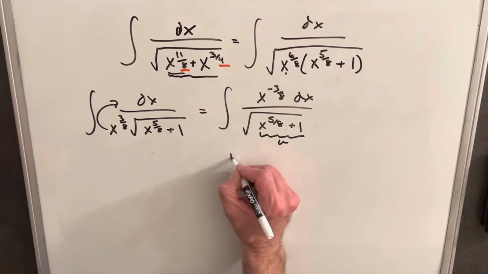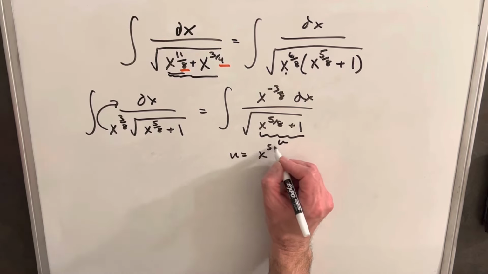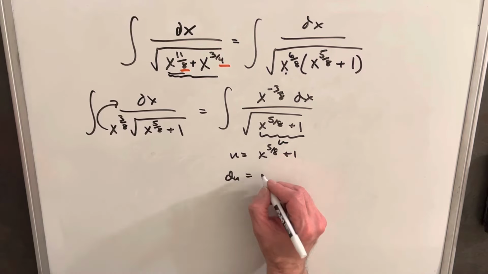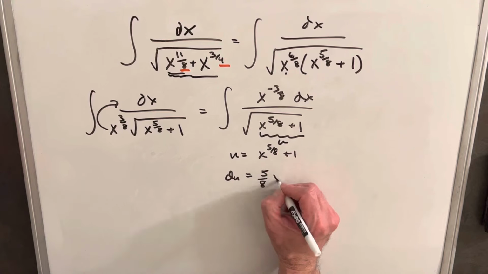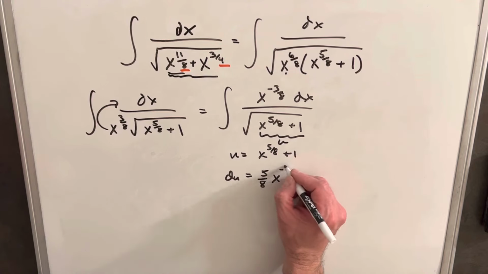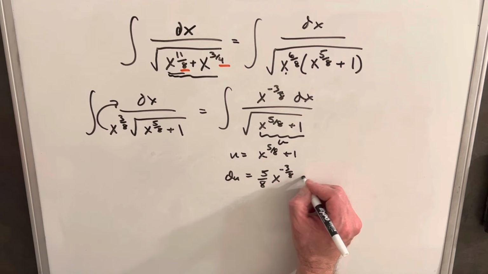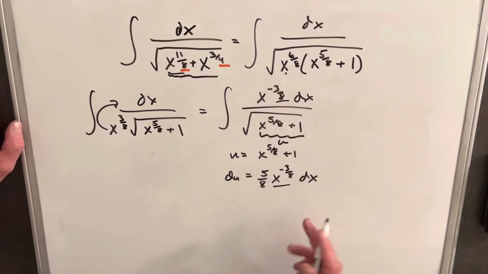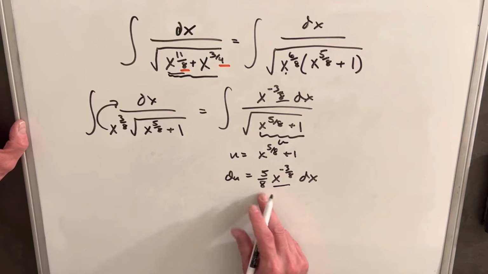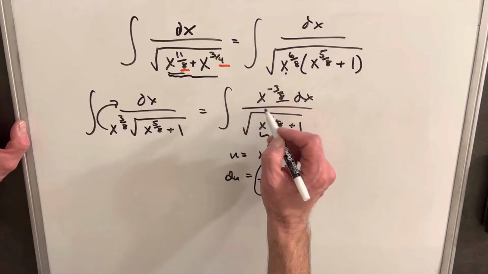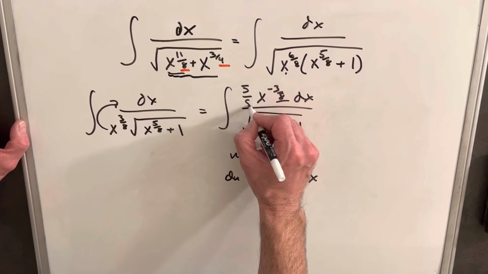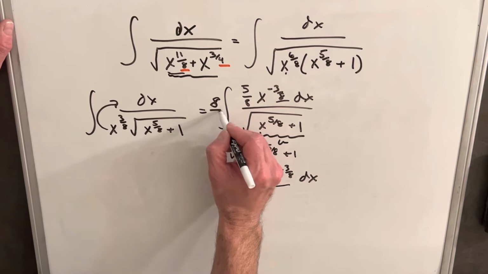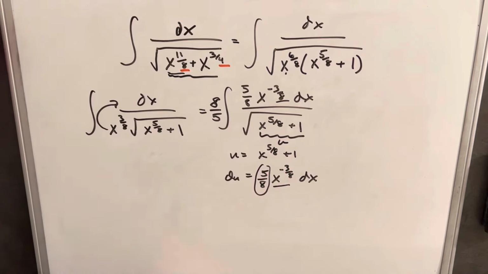So let's try that. We'll have u equals x to the 5/8 plus 1. Let's take our derivative du. That's going to be 5/8 x, and we take this, it's going to be minus 3/8. Then we notice we got a minus 3/8 power here and a minus 3/8 power here. Let's take our 5/8 and put it in the numerator just to make this match exactly. But then I'll write an 8/5 in front so that we're not changing it, we're just multiplying by 1.